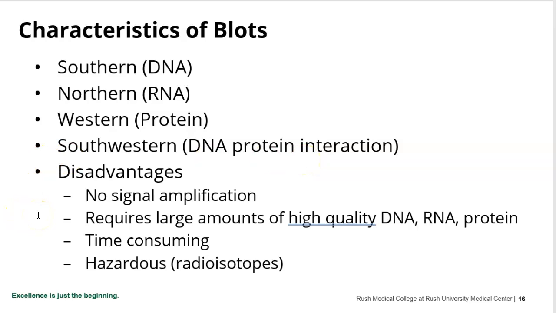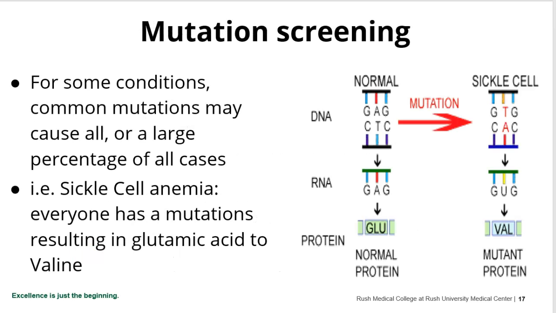Disadvantages of blotting are that they don't really amplify signals, so we need a lot of DNA, like 10 cc's of blood, or RNA or protein. It's very time consuming. And we try to use not as many radioisotopes, but originally we used a lot of radioisotopes. So let's look at mutation screening.